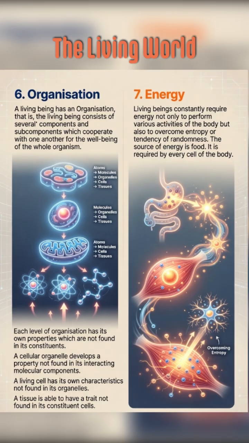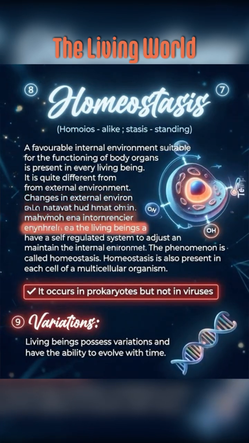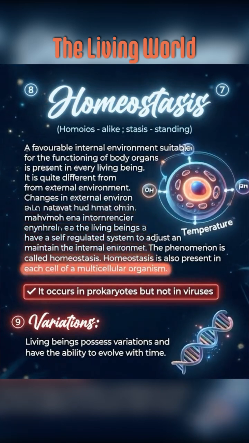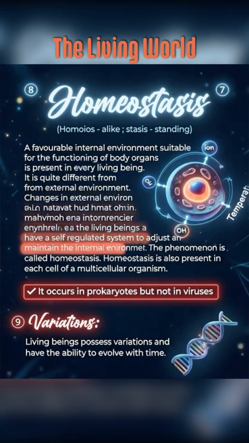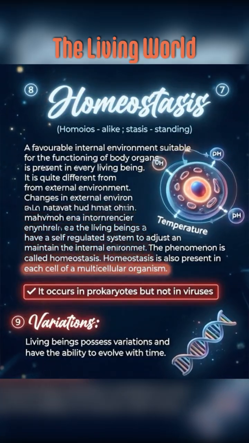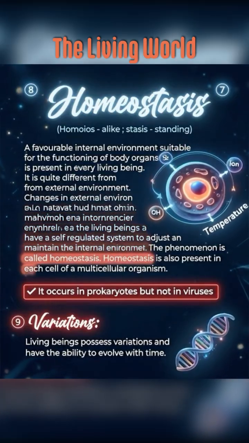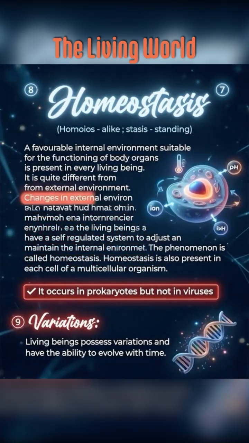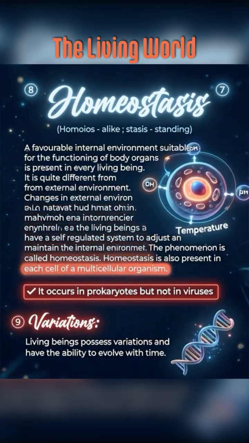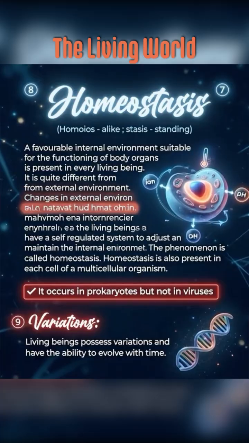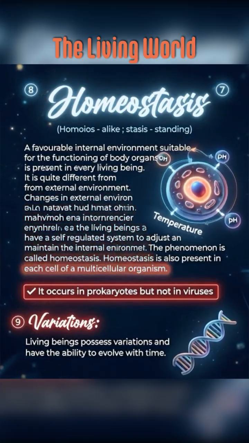Homeo means alike and stasis means standing. A favorable internal environment suitable for the functioning of body organs is present in every living being. It is quite different from the external environment. Changes in the external environment do not have much impact on the internal environment, as living beings have a self-regulated system to adjust and maintain the internal environment. The phenomenon is called homeostasis. Homeostasis is also present in each cell of a multicellular organism. It occurs in prokaryotes but not in viruses.